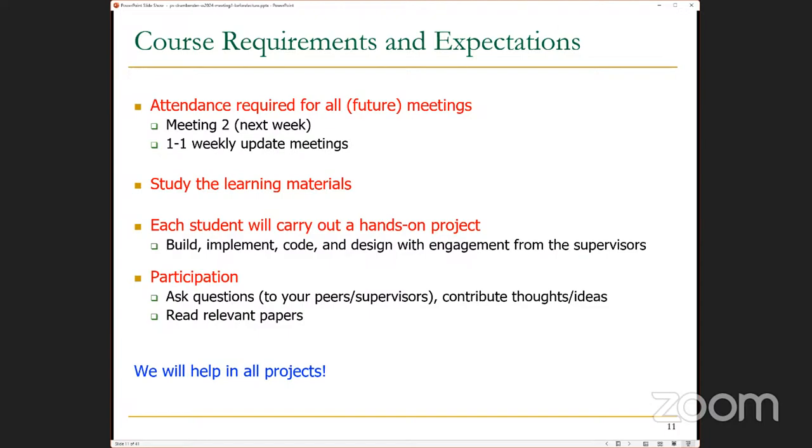Then you should study the learning materials, which we will introduce later in these meetings. And every student should do the projects, because that's what the PNS course is about. Participation is very important. You should be proactive in engaging with your supervisors. You should ask questions and contribute to the discussion, to the designing of the experiments and analyzing the results. Although we will help you in these aspects, you should not expect that we will do the project for you. And it will be very good if you can read some relevant papers to understand a broader aspect of past and current research in memory systems and DRAM.